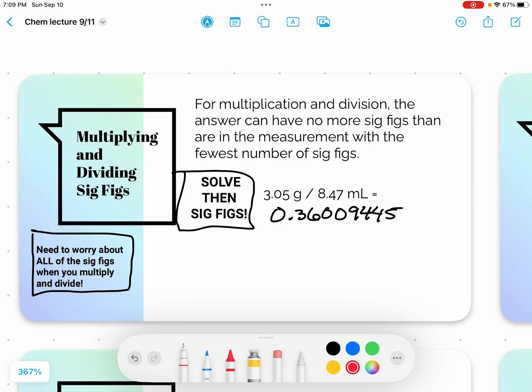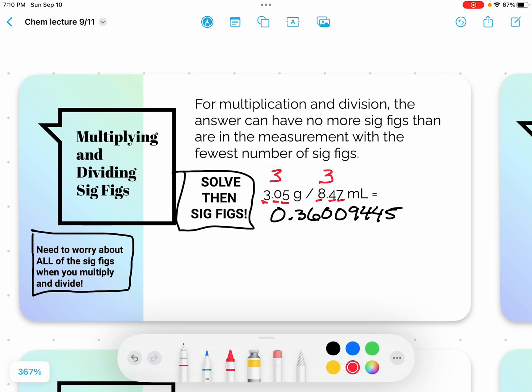Okay, so now I need to look back at my numbers and figure out how many sig figs are in my original numbers. So I have 3.05. The 3 I know is a sig fig, that 0 is a sig fig because it's sandwiched between two numbers, and 5 is a sig fig, so this one has 3. Leave myself a little note. 8.47, 8's a sig fig, 4's a sig fig, 7's a sig fig, so there's 3. Well, these are both the same number, so I'm going to go to 3 sig figs. Makes my life a little bit easier.